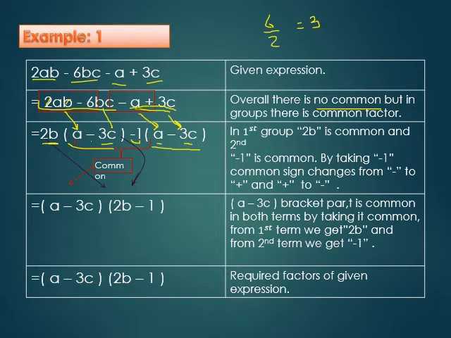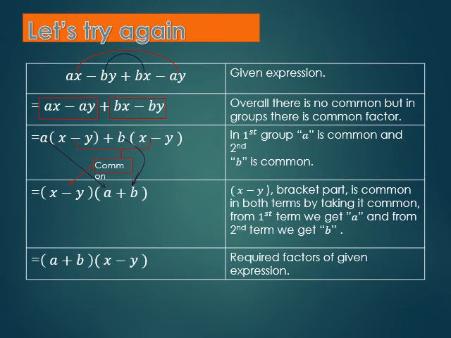Now again observe, the bracket parts that are a minus 3c, both are the same. So take it as common again. If we take common a minus 3c, from the first term we get 2b. From the second term we get negative 1. So these are the two factors: a minus 3c and 2b minus 1. Next, let's try again.